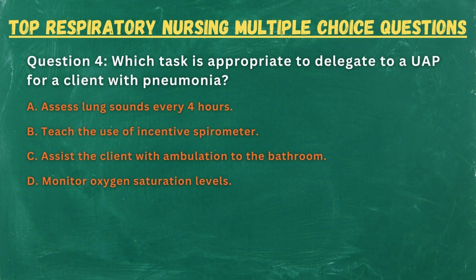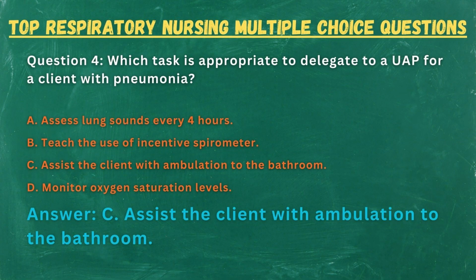Question 4. Which task is appropriate to delegate to a UAP for a client with pneumonia? A. Assess lung sounds every 4 hours. B. Teach the use of incentive spirometer. C. Assist the client with ambulation to the bathroom. D. Monitor oxygen saturation levels. Answer. C. Assist the client with ambulation to the bathroom.